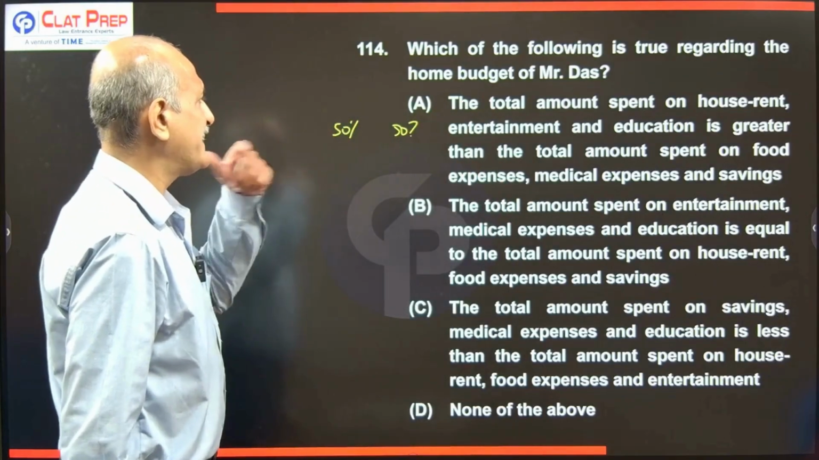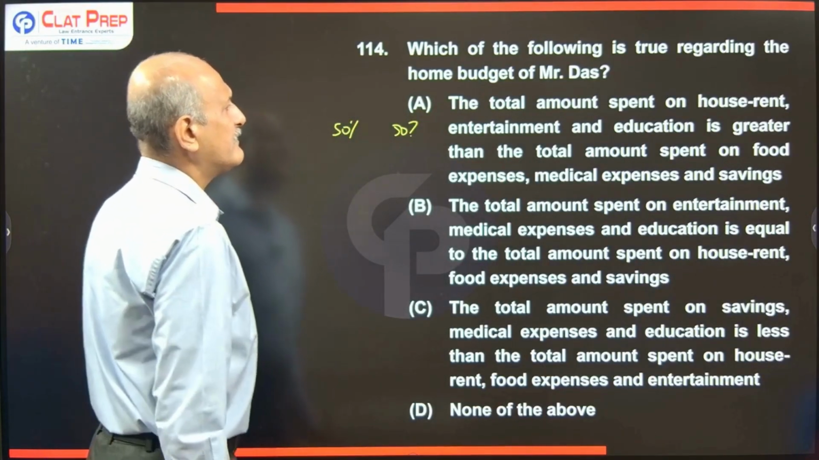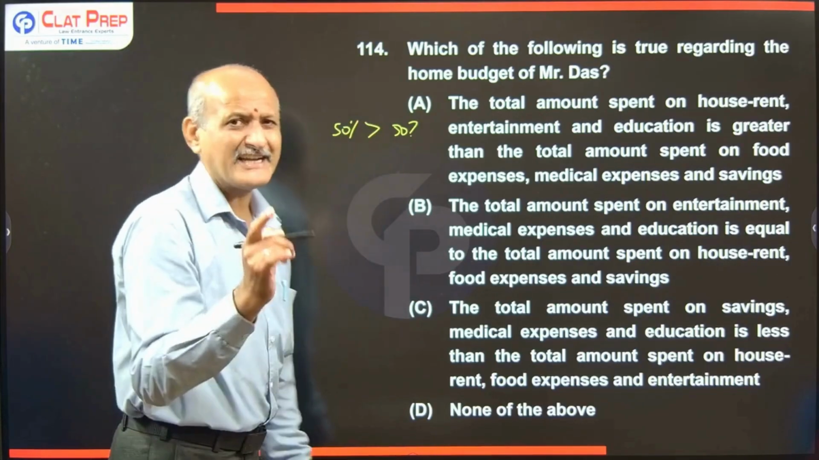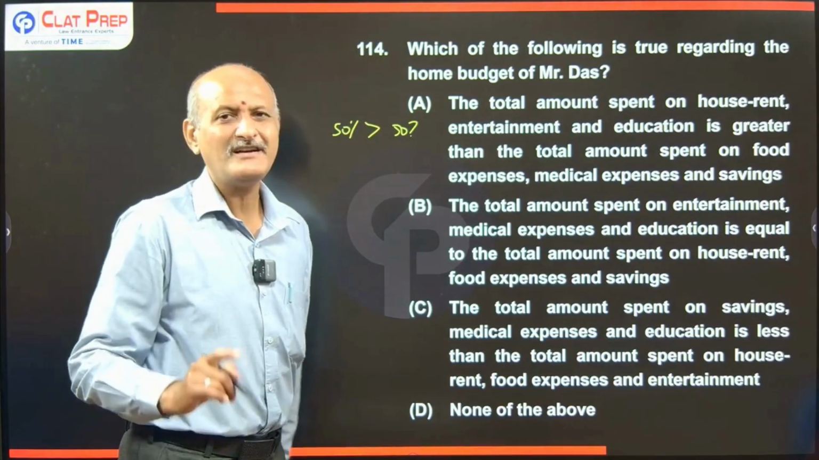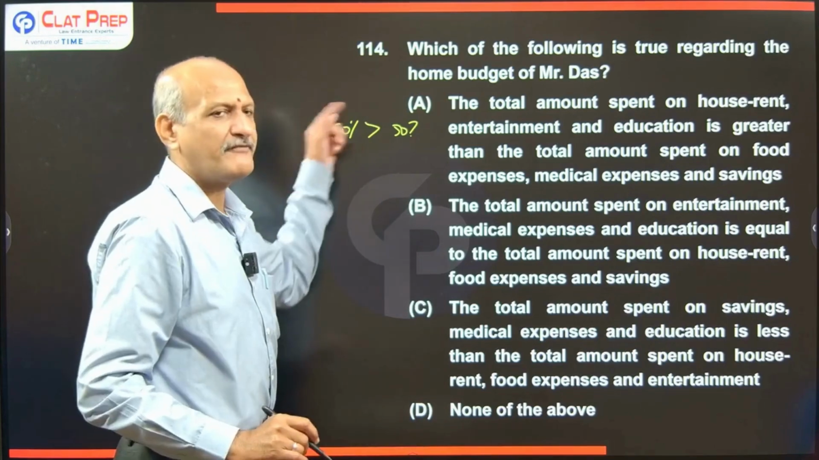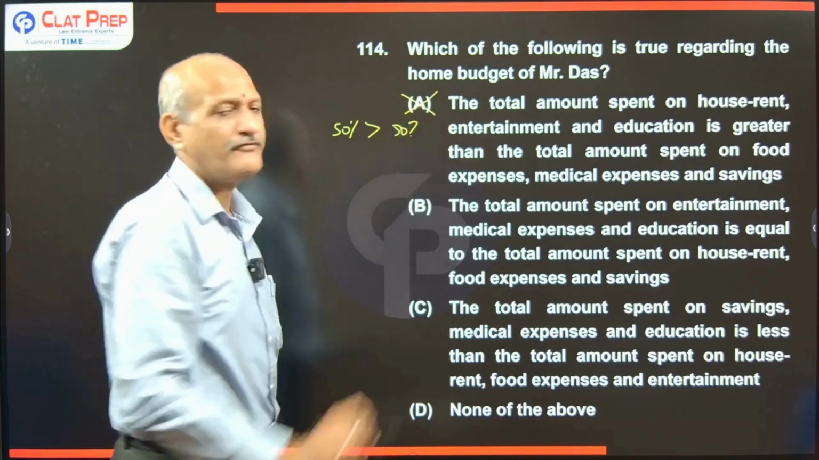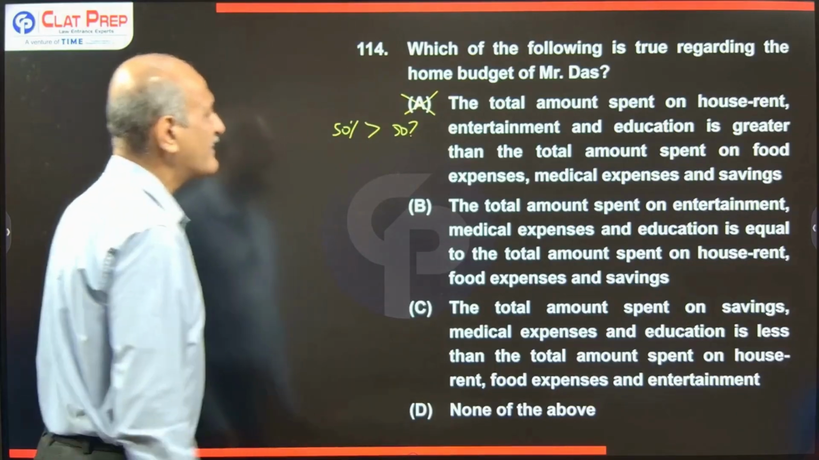Now please see here. He is telling this one, the amount spent on the first 3 categories is greater than the amount spent on the other 3 categories. Is 50% greater than 50%? Definitely no. So this statement is false. Okay, next one. Let's see another one.